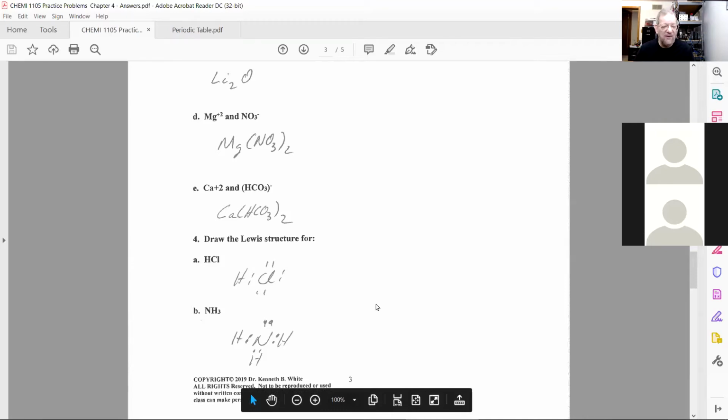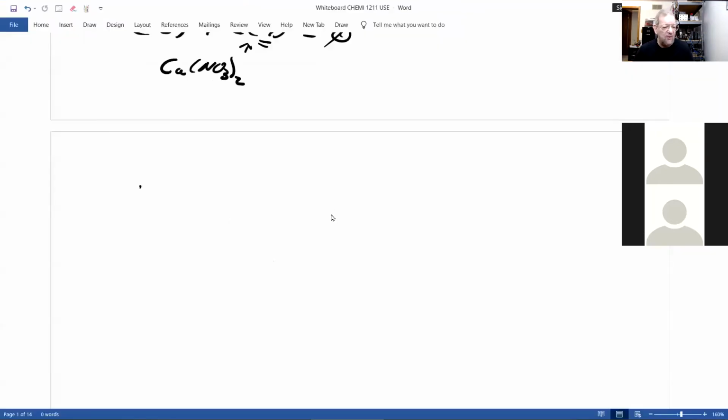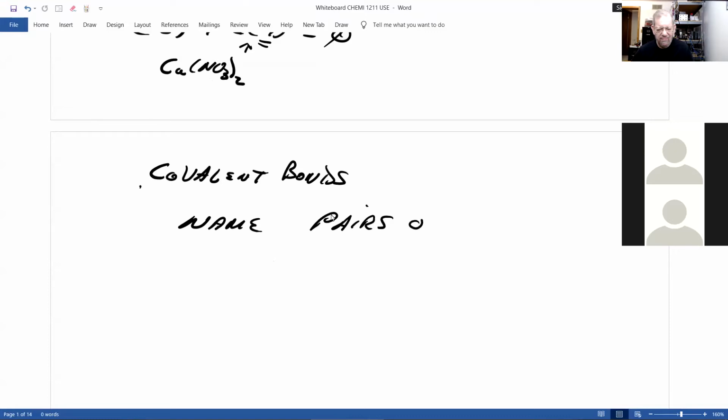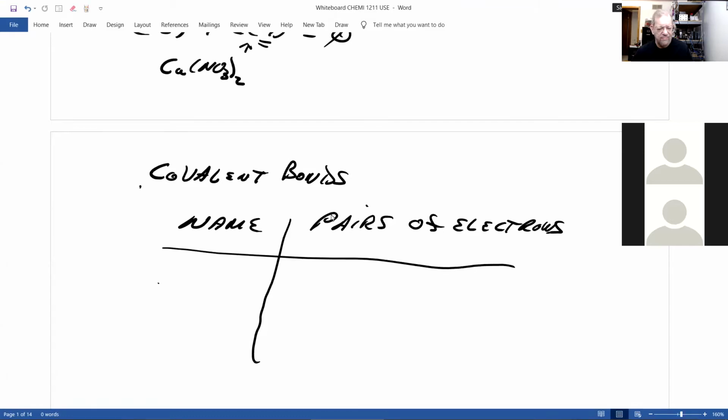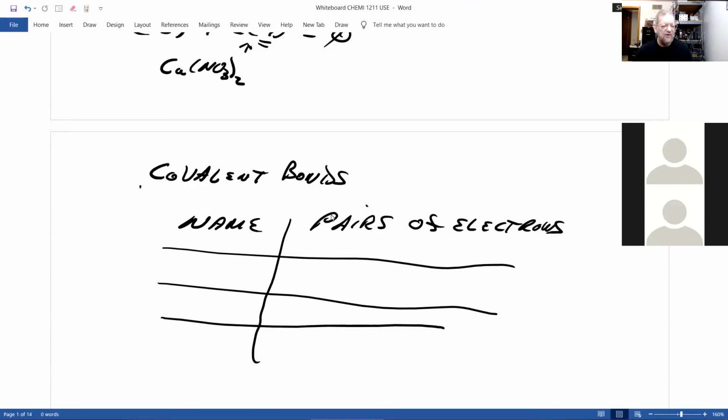Now, I do want to remind you, when it comes to covalent bonds, there are 3 covalent bonds or types of covalent bonds.